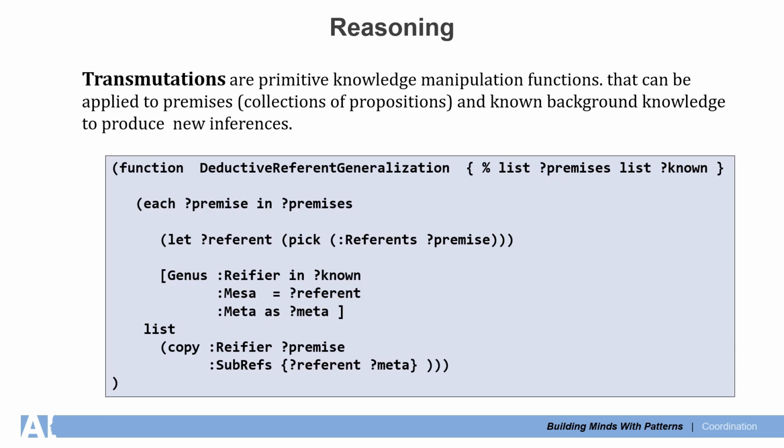Transmutations are primitive knowledge manipulation functions that can be applied to premises, collections of propositions, and known background knowledge to produce new inferences. For example, the deductive referent generalization transmutation says that for each premise in the list of premises, let the referent symbol be randomly picked from the reference of the premise, and match a genus relation where the reifier of the genus is in the known background knowledge, and the mesa slot of the genus equals the referent, and the meta slot binds to the symbol meta, creating a list of each match, by copying a new scheme using the premise as the reifier and substituting the referent for the meta value.